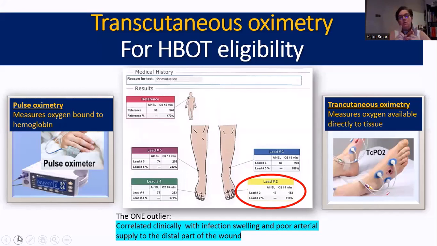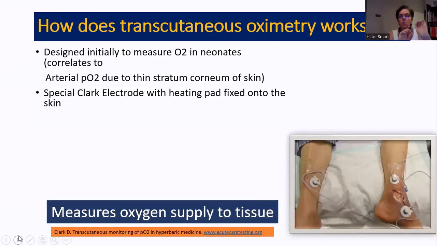Here I just want to differentiate. Your pulse oximeter that's going onto your finger measures oxygen that is bound to hemoglobin. Your transcutaneous oximetry, because we are using a probe, measures oxygen that is available directly to tissue. So it's two distinct measurements here. The one cannot do the other. So how does it work?